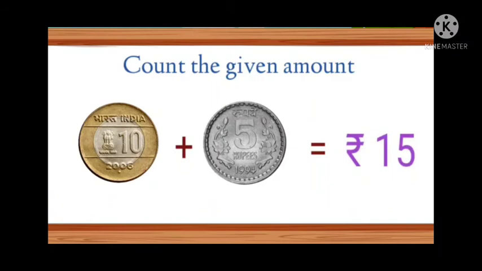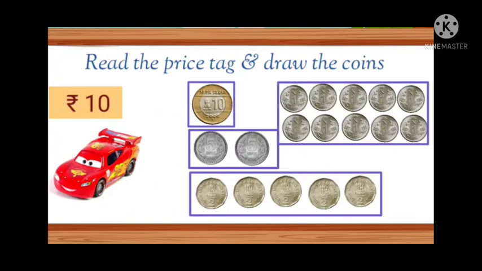Now the next one: we have a 10 rupee coin and a 5 rupee coin. We have to add these and find out how much amount it will make. So when we add 10 plus 5, it becomes 15 rupees. So 10 and 5 rupee coins together make 15 rupees. We get 15 rupees.